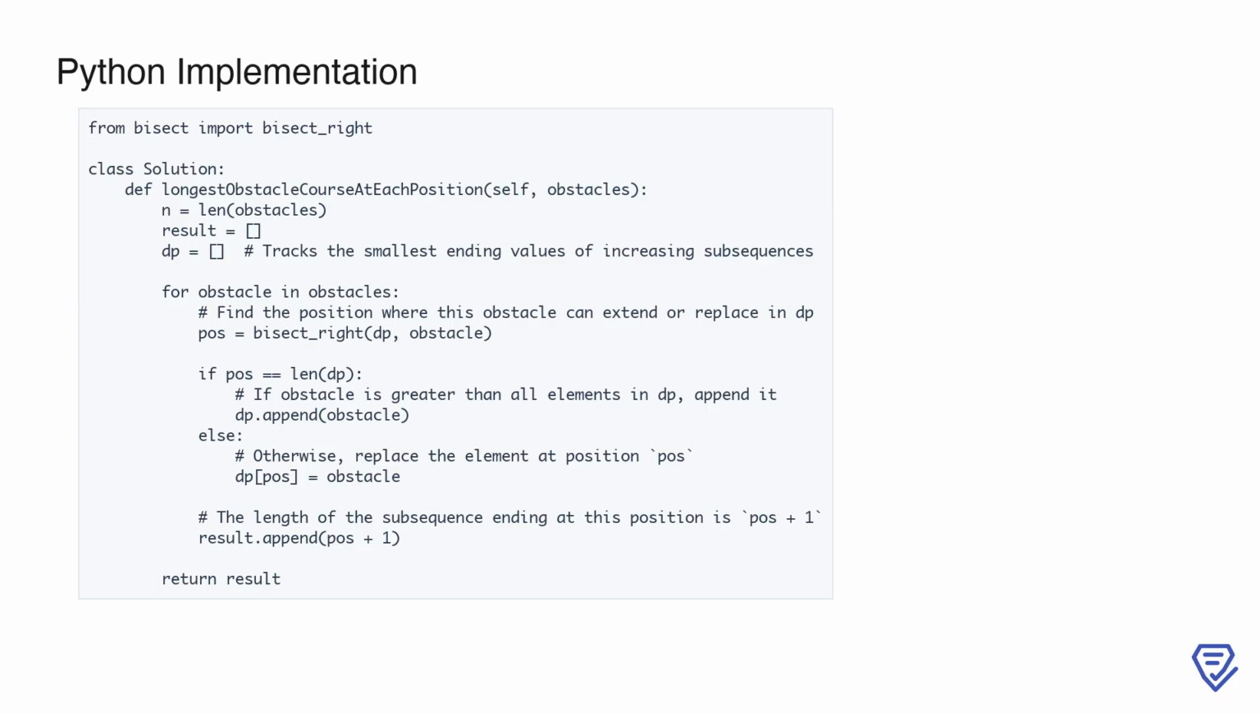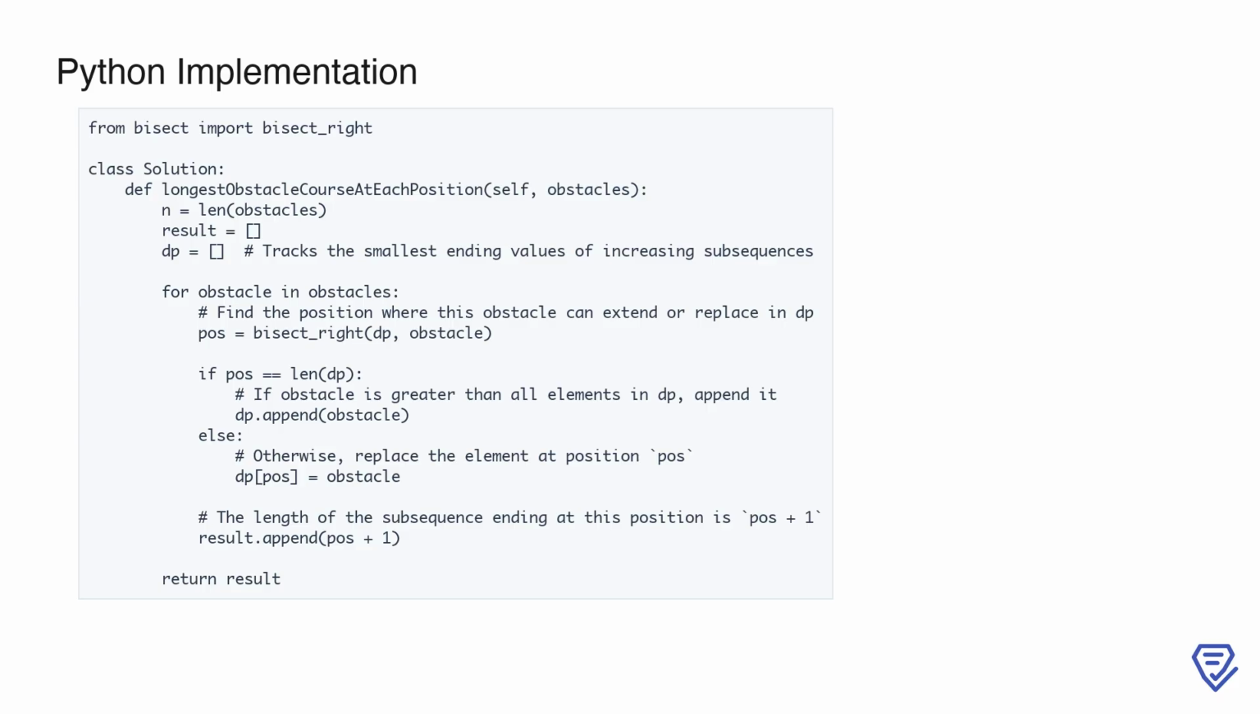5. Updating dp. If the position pos is equal to the length of dp, the obstacle is greater than or equal to all elements in dp, so it is appended. Otherwise, the obstacle replaces the element at position pos to keep the subsequence values minimal while maintaining order. 6. Result update. The length of the valid obstacle course ending at the current index is pos plus 1, because indices are zero-based. This value is appended to the result list. 7. Return result. After processing all obstacles, the result list is returned, containing the desired lengths for each position.